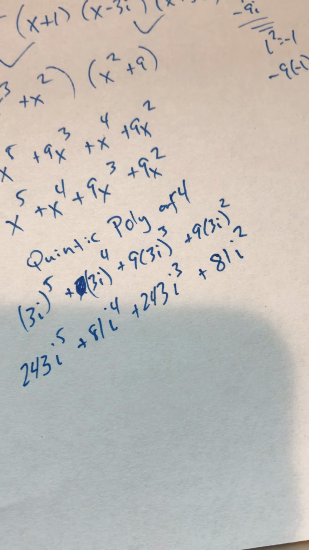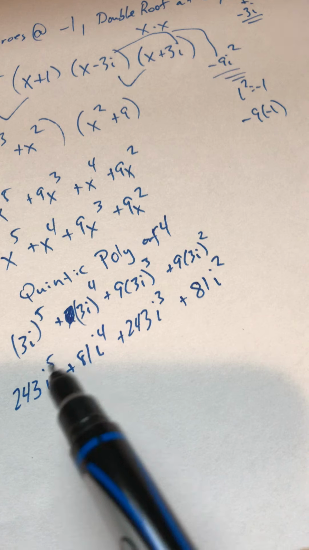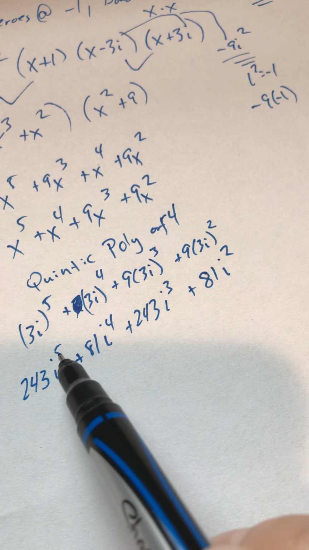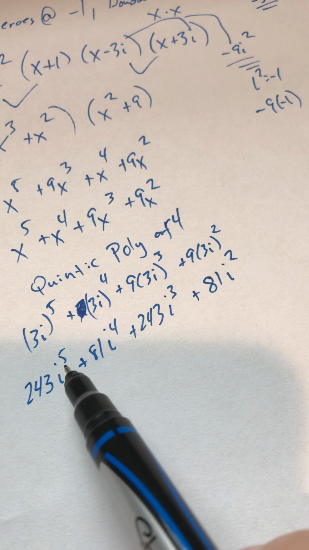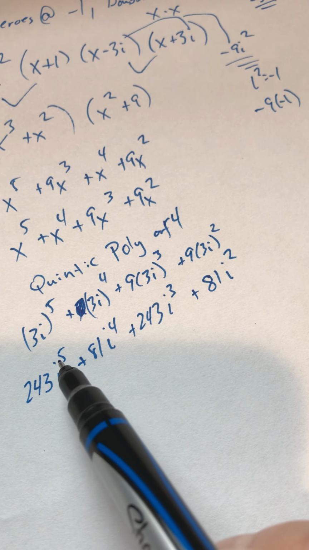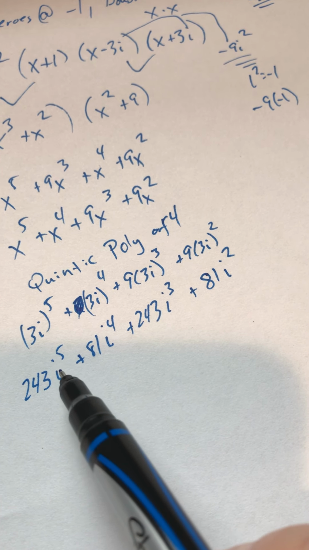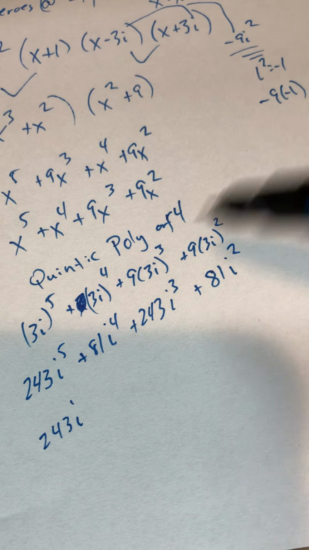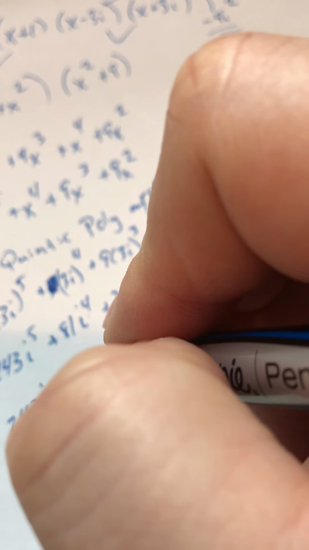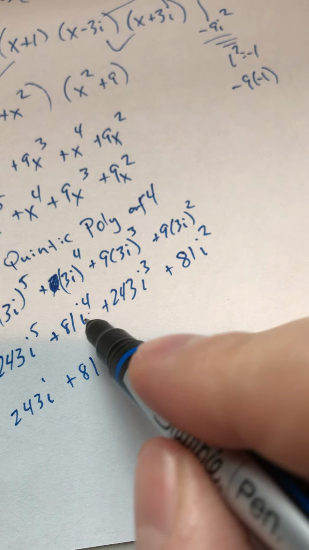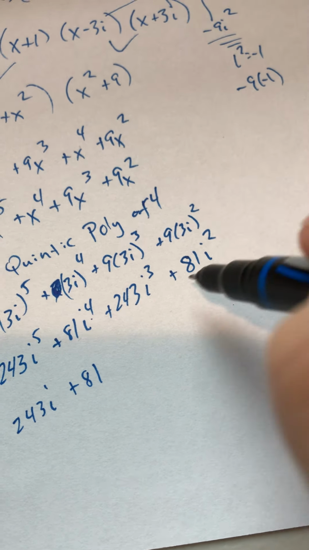So now this is where our knowledge of our i's come into play. So i to the 5th, remember, if we divide by 4, we would get 1.25. That 0.25 means there's a remainder of 1, so it's equal to i to the 1st. So this is actually equivalent to just 243i. i to the 4th is equal to, excuse me, 1. So 81 times positive 1 gives me 81.